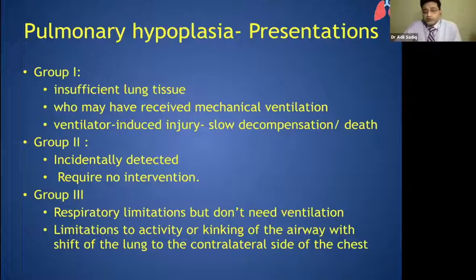Group 2 and Group 3 are different. They do not require ventilation. Group 2 is the one which is incidentally detected, and most of the time just requires no intervention. It's always good to follow up on this group of patients as they grow into adulthood. Group 3 are patients who have respiratory limitations, and these limitations may be due to the activity that they have, the kinking of the airway, and some amount of mediastinal shift to the contralateral side.